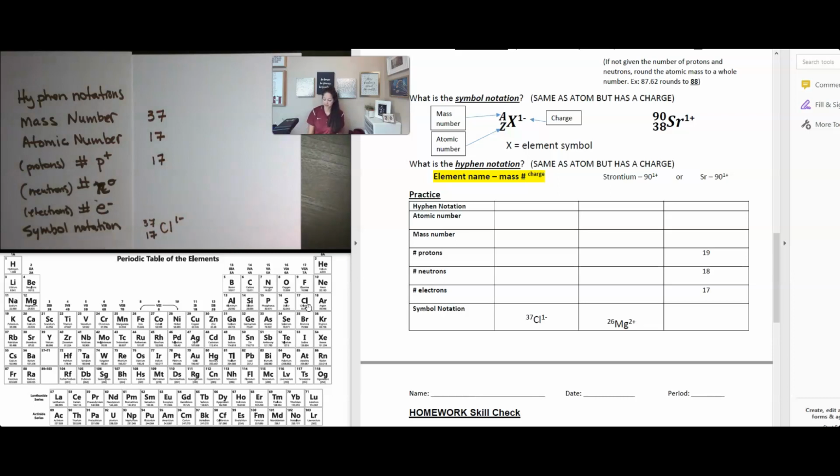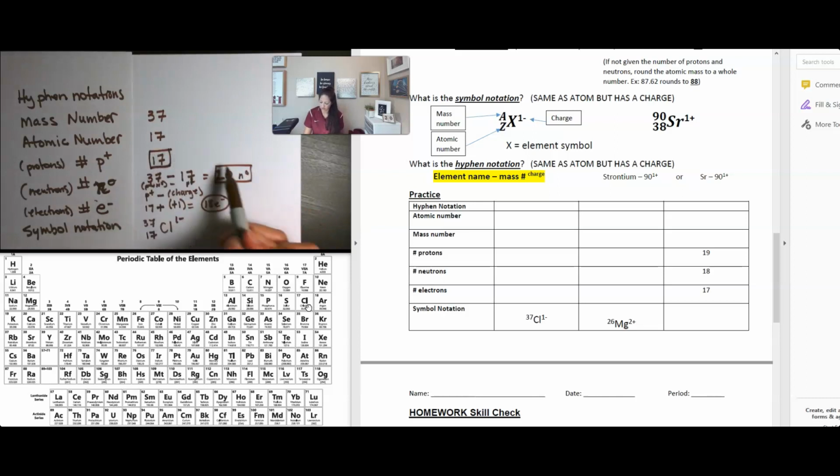The electrons is different because we have a charge, so we're going to take our protons minus our charge. So our number of protons is 17 minus a -1 charge. When you subtract two negatives, it's like you're adding them together. So we actually get 18 electrons. And finally, our neutrons are going to be 37, our mass number, minus 17, that's your atomic number. So we have the protons plus the neutrons in that mass number, minus the number of protons, is going to be equal to 20 neutrons.